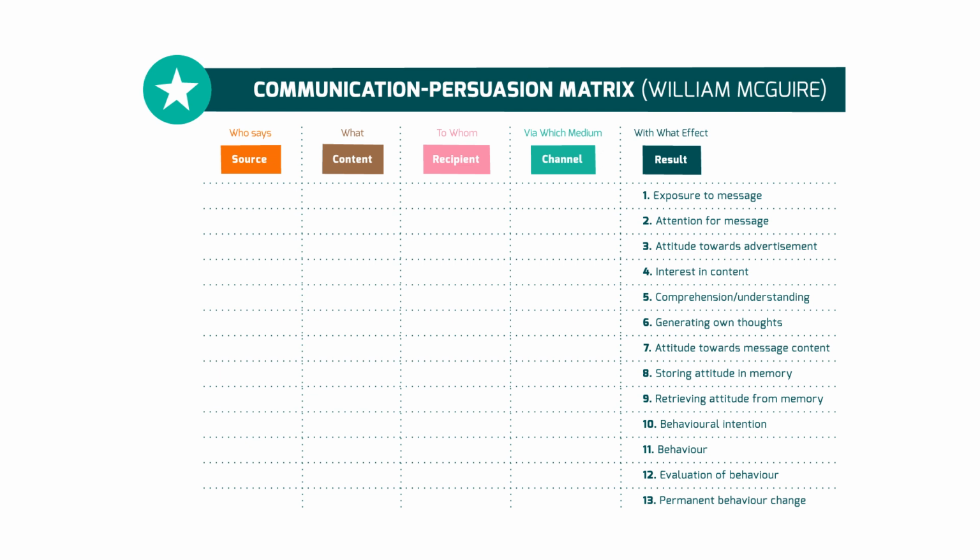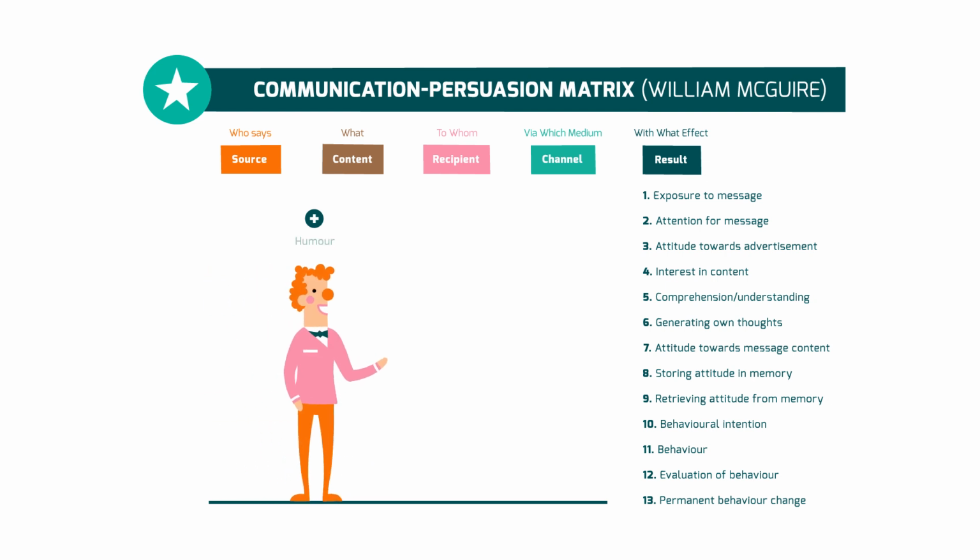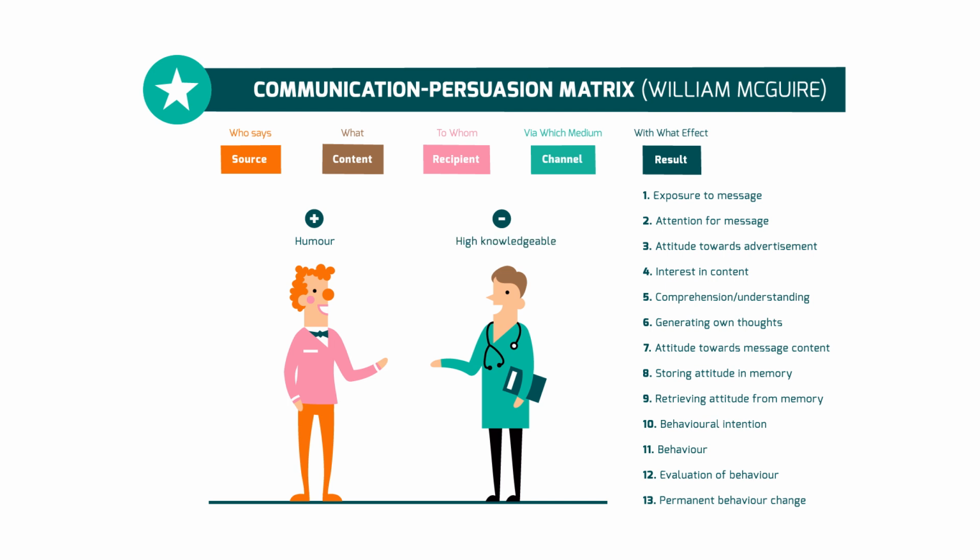This matrix allows researchers and advertisers to make an overview of how variation in message characteristics has different effects on each of these steps. For instance, consumers might pay more attention to a humorous message than to a message with lots of information. Or, highly knowledgeable recipients might be better able to understand the message than low knowledgeable recipients. But because they have more previous knowledge, they are also better to counter-argue the message, so their acceptance may be lower.